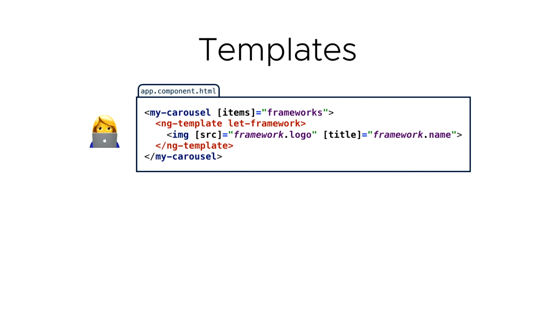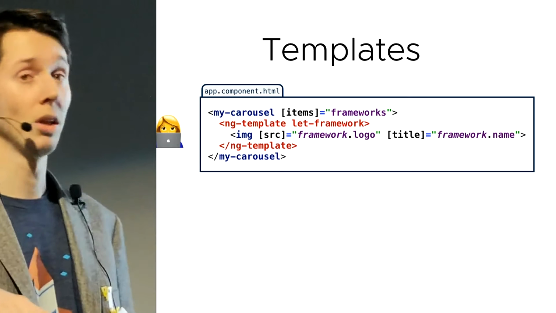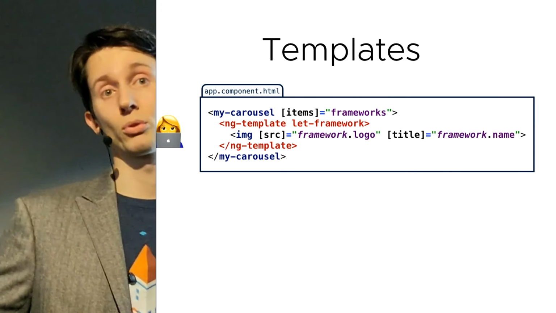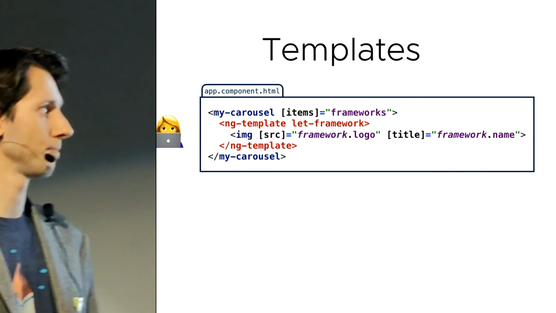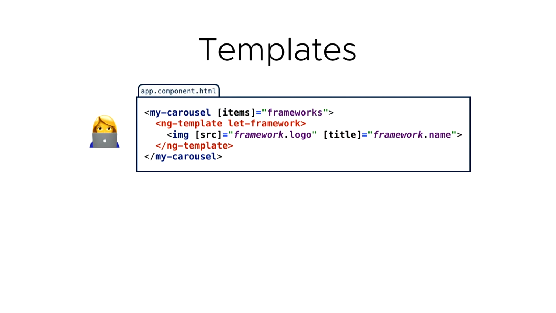So if I give you a template, I'm giving you a stamp for you to produce as many images as you want. And the point is the carousel is only going to produce the three that are currently visible. And as you slide, it's going to produce more and destroy the previous ones. So the way this works is you give, once again, your list of objects to the carousel, and then a template. And the carousel is going to instantiate that template for the three currently visible items.